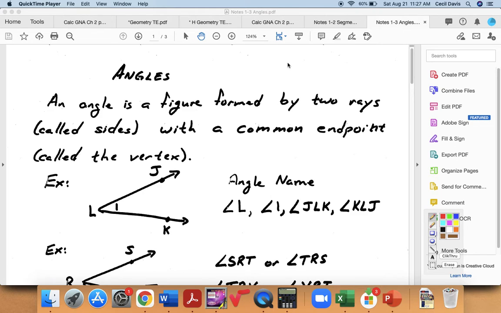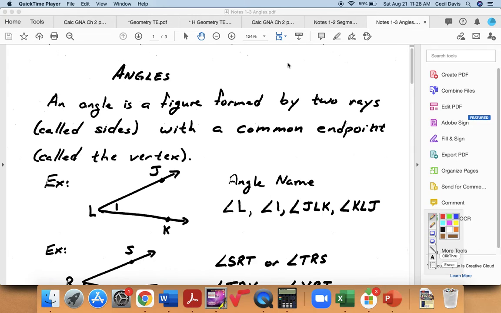Today's lesson is on angles. Everything that we do is going to be made up of lines and angles. So we'll be using this all year long. And you know some about this from previous math classes. So an angle, this is the definition, is a figure formed by two rays, and those rays are called the sides, with a common endpoint called the vertex.